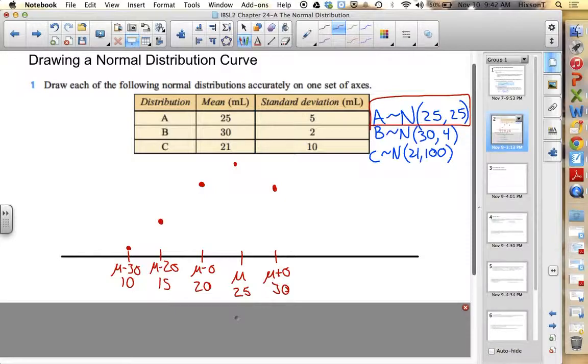Now, if we continue going up, here's mu plus 2 standard deviations. That's 35, and so that's going to be about right there. And then mu plus a third standard deviation is at 40. That's going to be right around there. So we have our bell curve here.